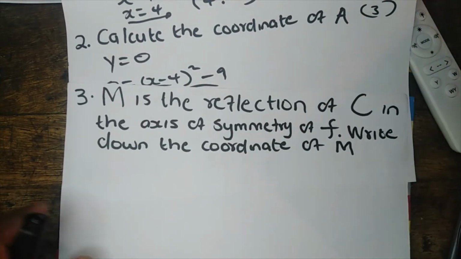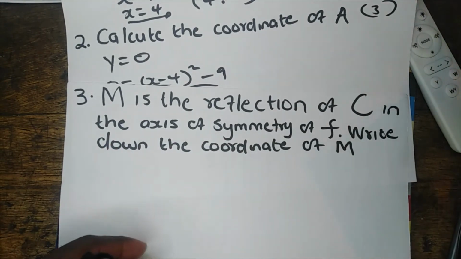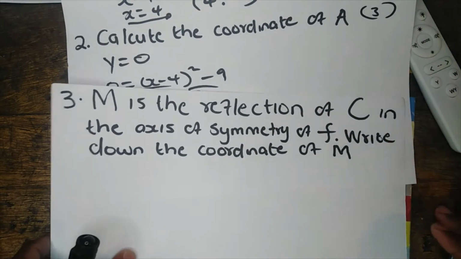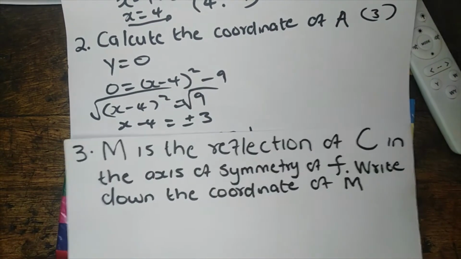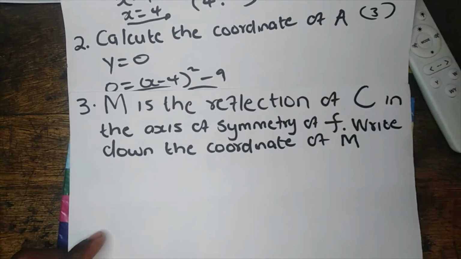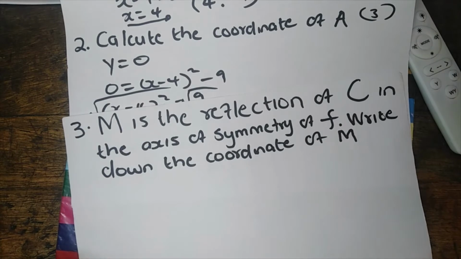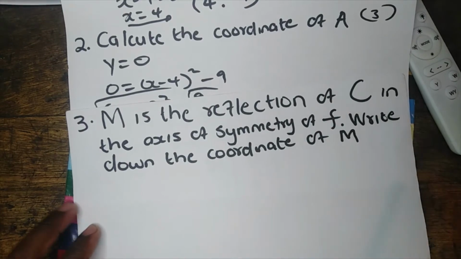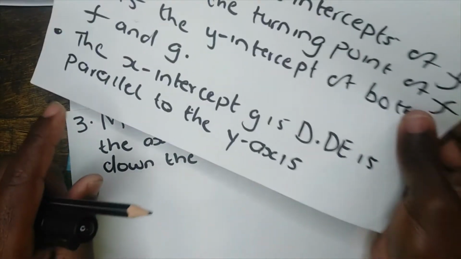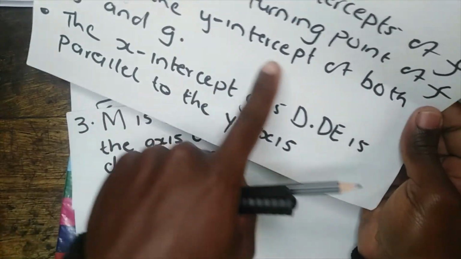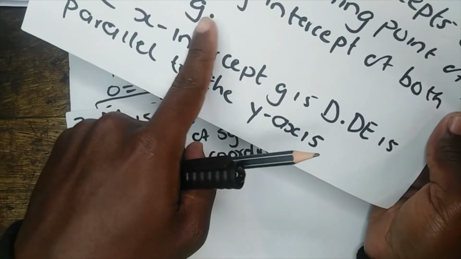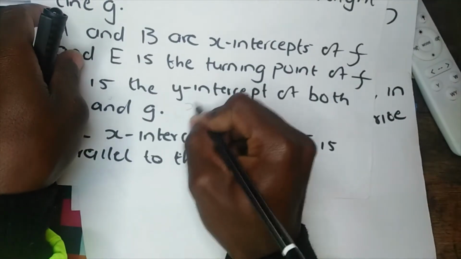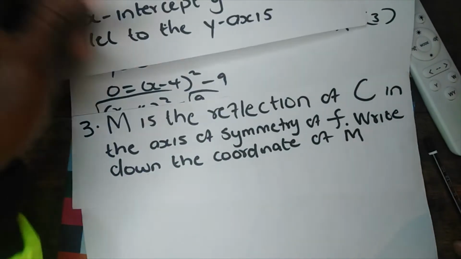Okay, M is a reflection of C about the axis of symmetry. Write down the coordinates of M. C is the y-intercept of both f and g, right? So if they say it is a y-intercept, our x here is equal to 0, right?